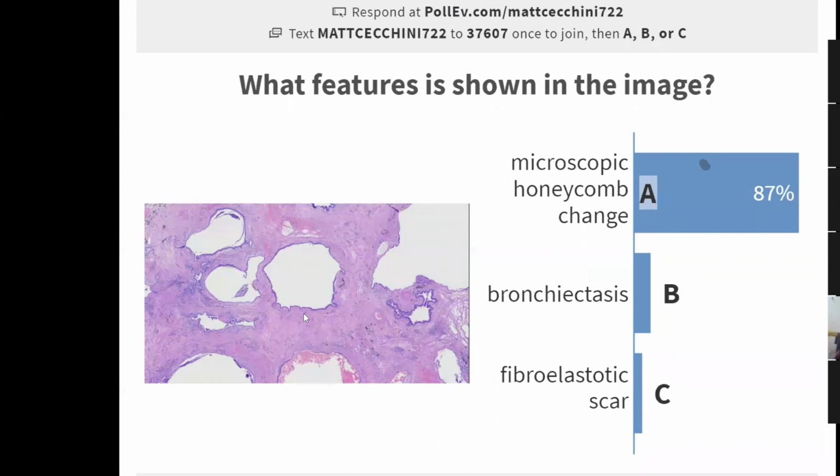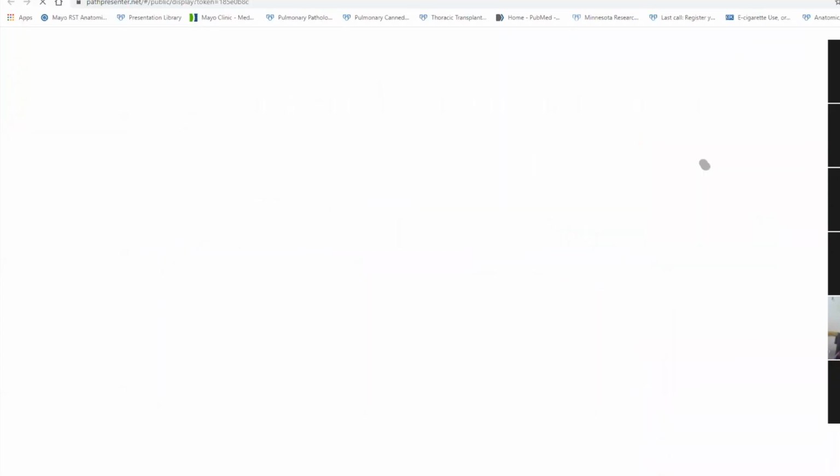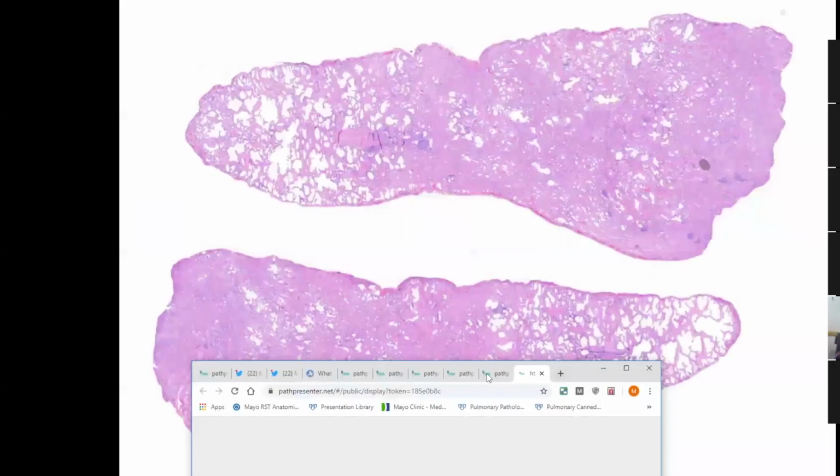But when we start to see them stacking on top of each other, this is microscopic honeycomb change. And this is an important part of the radiology as well. When the radiologists are looking at the scan, if they see areas of honeycomb change, that will really help them make the diagnosis of usual interstitial pneumonia. And when we see it on the pathology slides, this can really help us make the diagnosis in that case. Thank you. Okay, so here's our next case. As it's opening, you can see it's a relatively uniform appearance throughout.